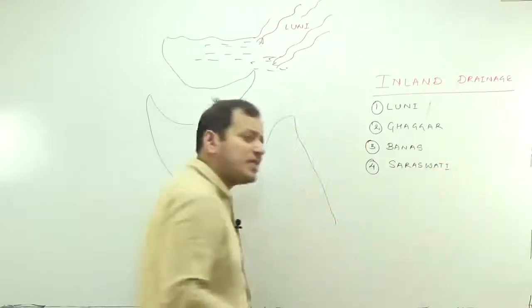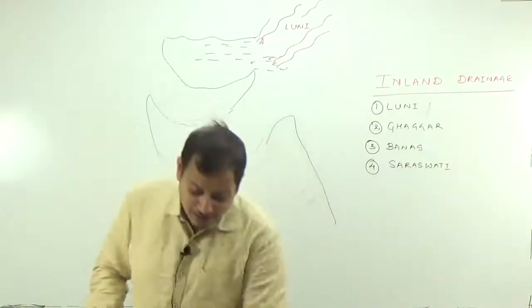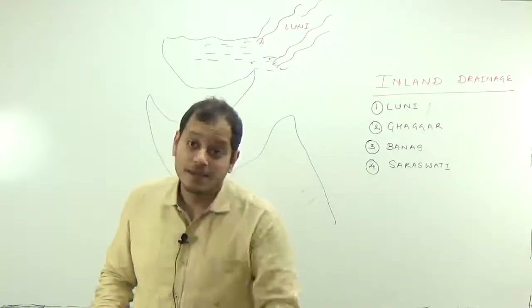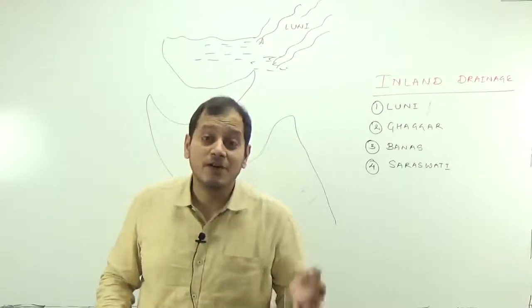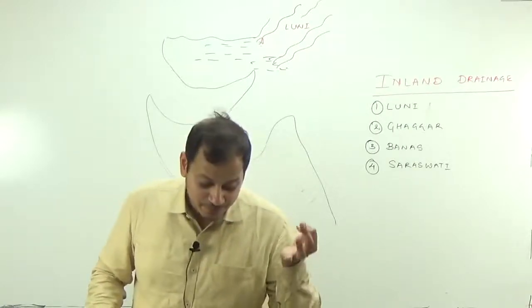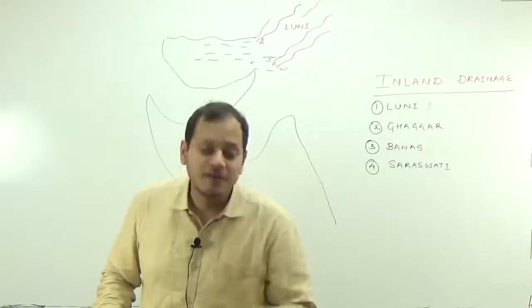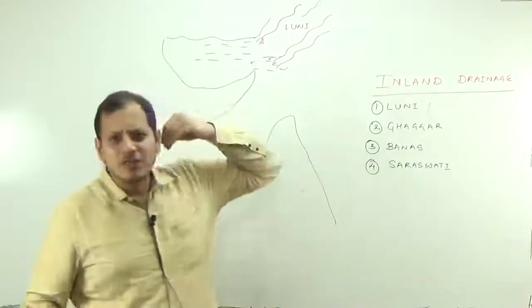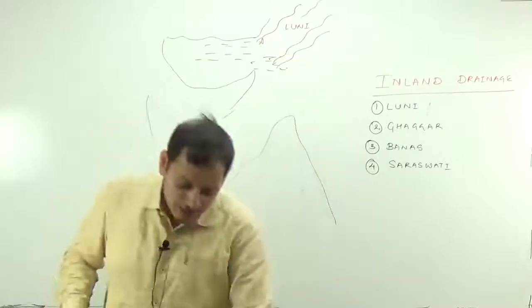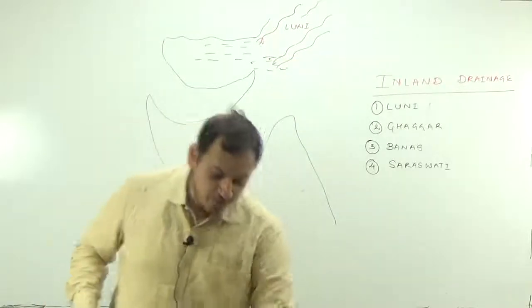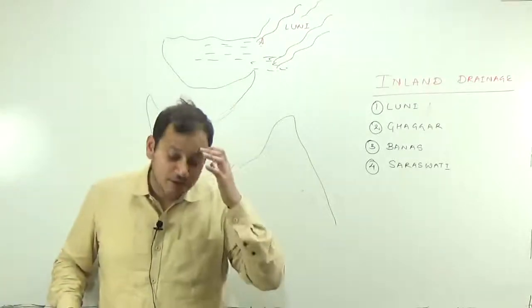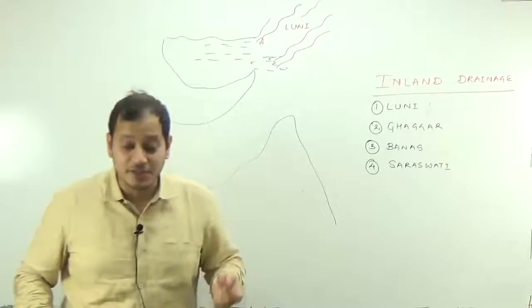Which are the two states where the inland drainage system is mostly concentrated? The two states are generally the state of Rajasthan and the state of Gujarat. Obviously, it is also there in the state of Haryana, but Ghaggar gets lost in Rajasthan itself, while the other rivers come and drain into the Gulf of Kutch in the Rann region.